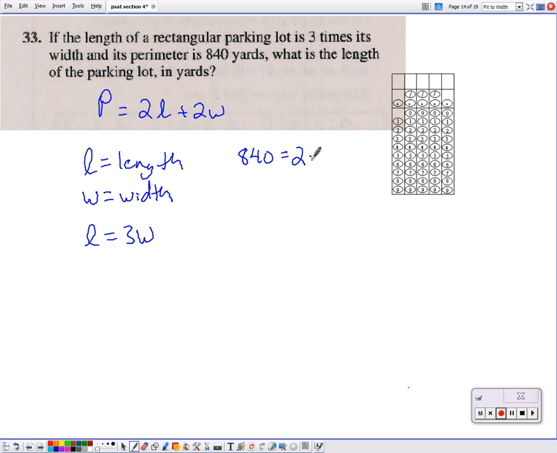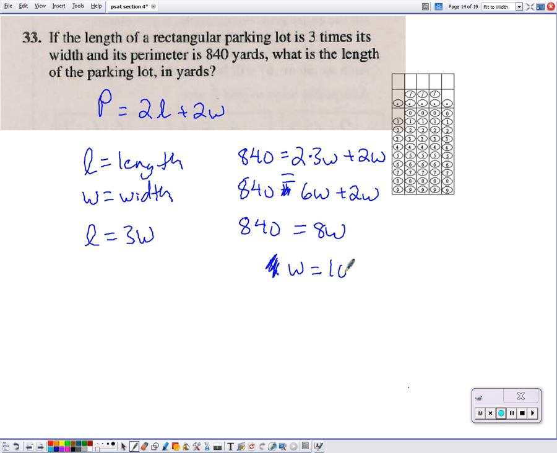So that's going to be 2 times 3w plus 2w. So this becomes 840 equals 6w plus 2w. 840 equals 8w. And if we divide by 8, we get w equals 105. It wants to know what is the length. So we're not going to grid 105, we're going to grid 3 times 105 because the length is 3 times the width. So that makes the length 315.